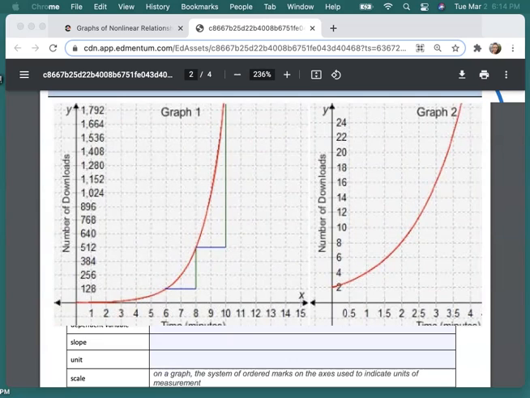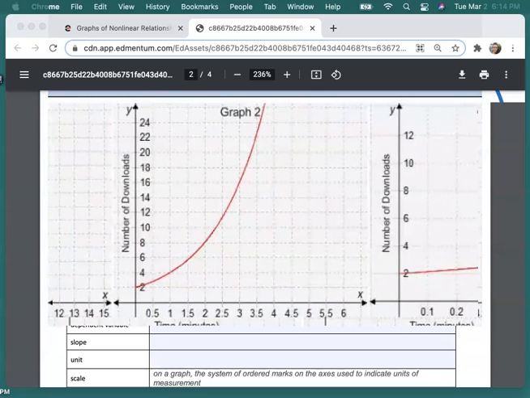And it appears the first two are exponential. It starts off kind of slow, and then after 6 minutes, it takes a sharp increase and then goes quickly. The number of downloads increases quickly, like the higher it gets. So that's showing, like, thousands of downloads in 10 minutes.